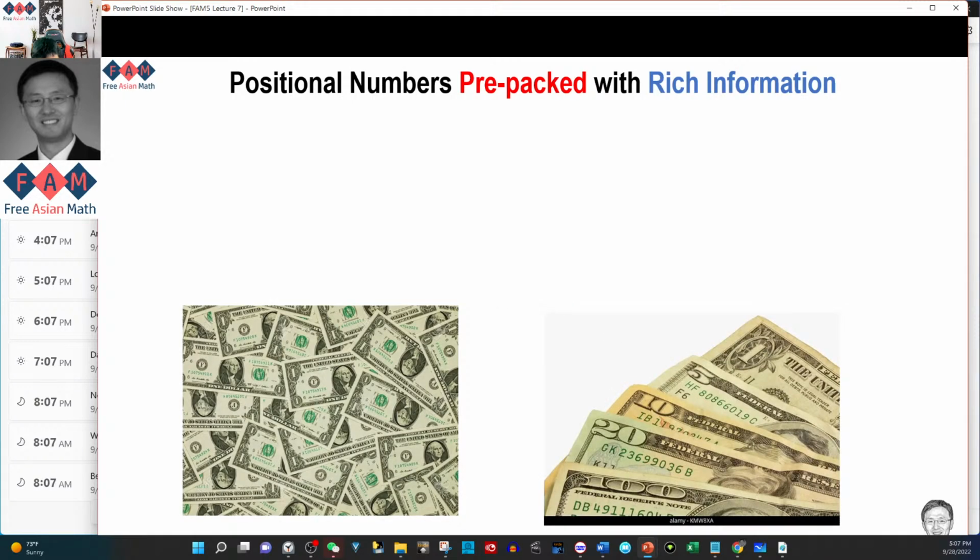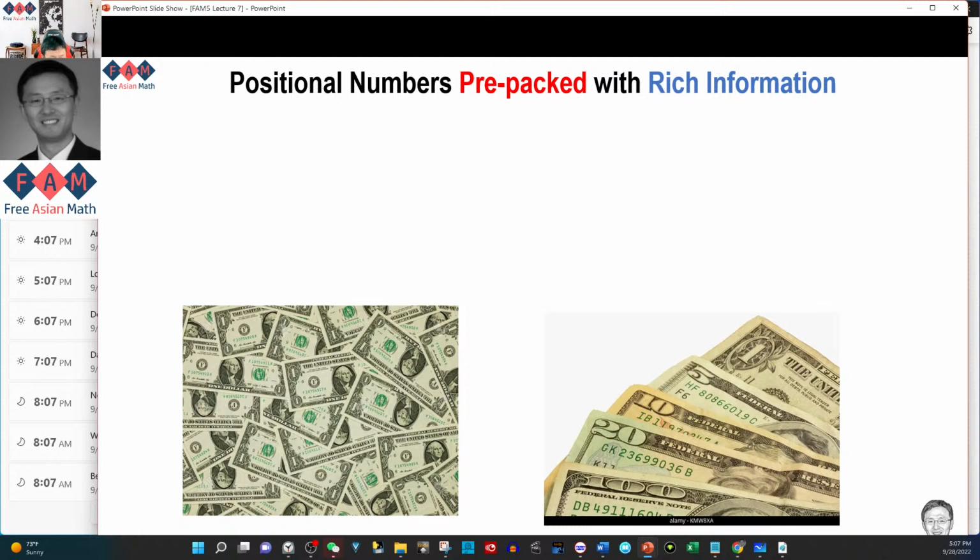So we have to understand positional numbers. This is the second best thing I just mentioned. Positional numbers, they're pre-packed with very rich information. What do we mean by that? Packed with very rich information. So this is the second important point that you want to understand: positional numbers, particularly base 10.